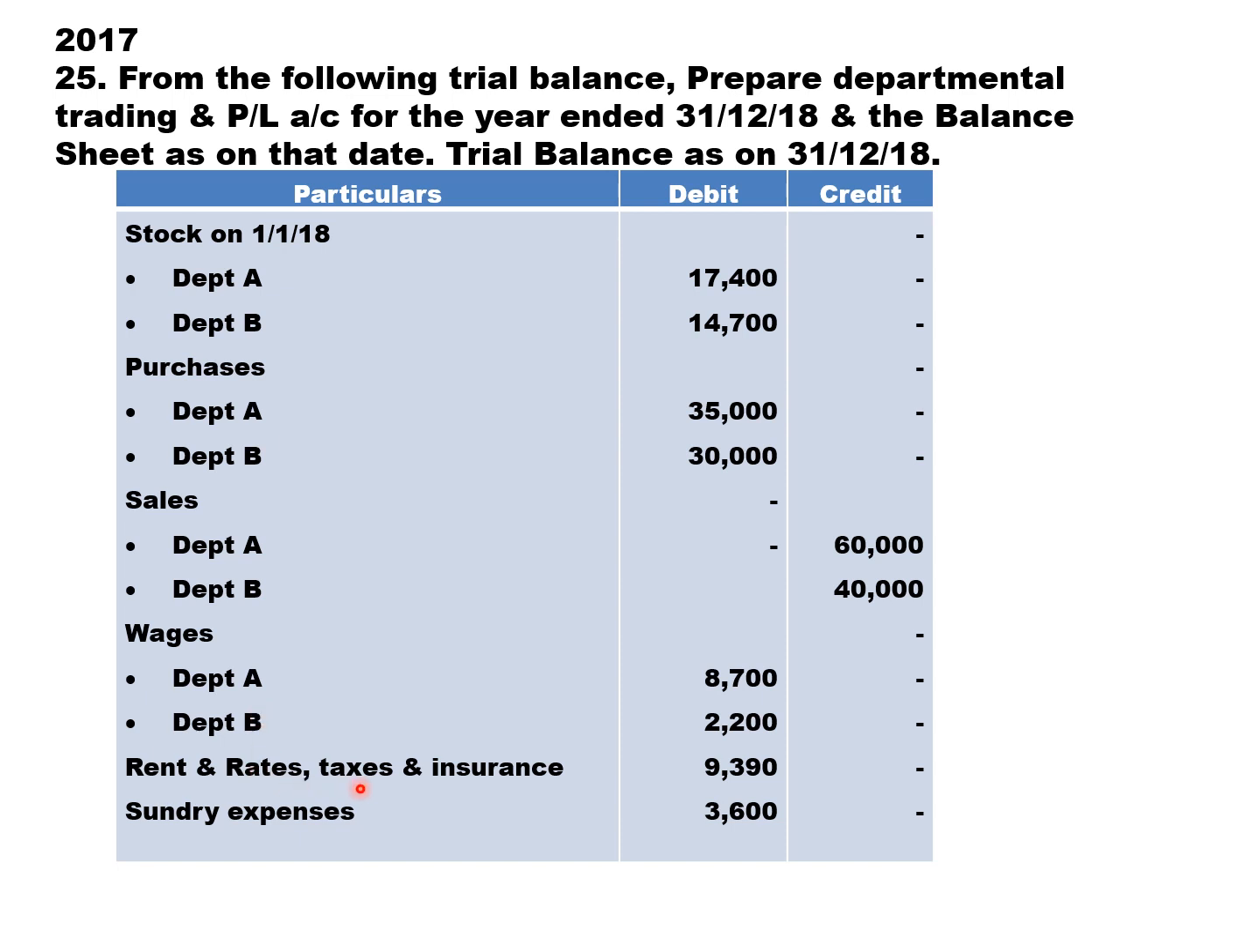Then rent, rates, taxes and insurance will come in PL account, and rent, rates and taxes you need to distribute in the ratio of 2:1 as mentioned in adjustment number 2. Then we have sundry expenses that will come in PL account, that also to be distributed in 2:1 as mentioned in adjustment number 2.